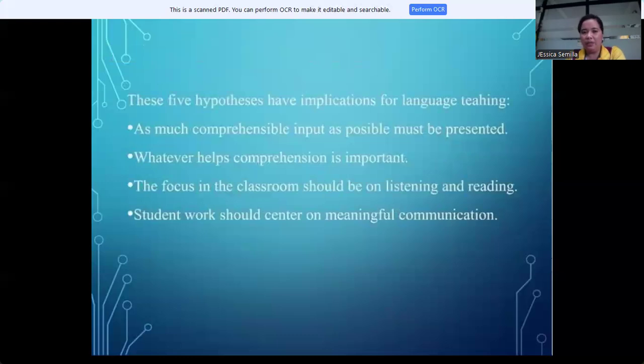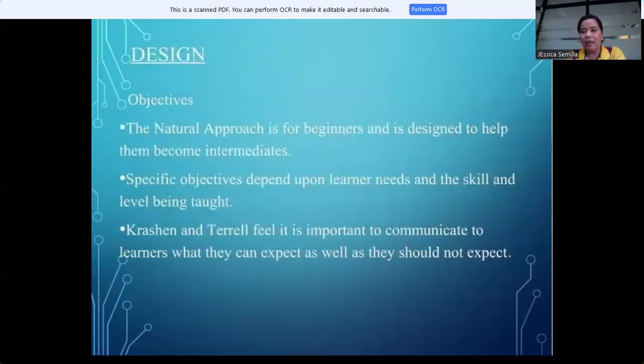So these five hypotheses have implications for language teaching. As much as you have knowledge about comprehensible input, as much comprehensible input as possible must be presented, meaning they need to be knowledgeable about the language input so that comprehension can really smoothly be utilized. So the focus in the classroom should be on listening and reading, and student work should center on meaningful communication, meaningful conversation.